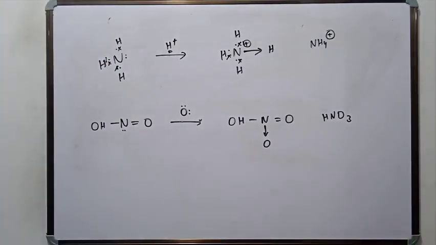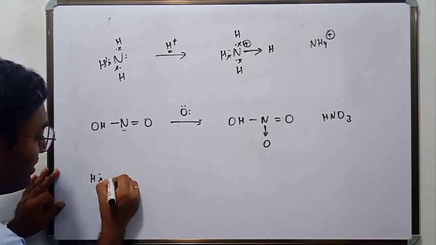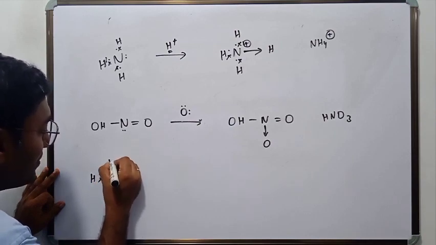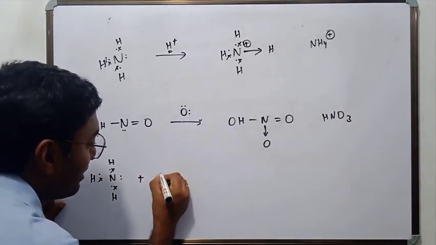So these are the examples of coordinate covalent compounds. Similarly, you can see this reaction between NH3 and BF3.